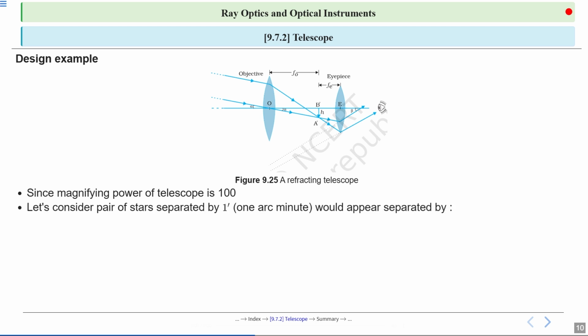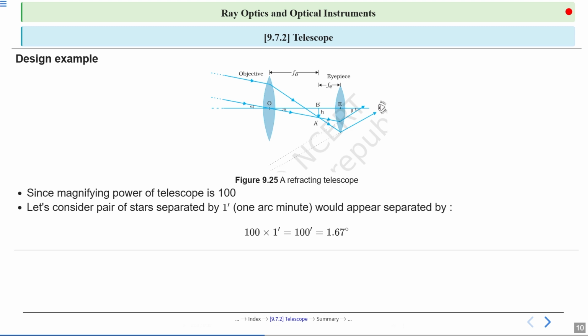Imagine observing a pair of stars that are separated by 1 arc minute. With the telescope's magnifying power of 100, these stars would appear separated by 100 arc minutes. This is a significant increase in apparent separation, allowing us to resolve details that are not visible to the naked eye.